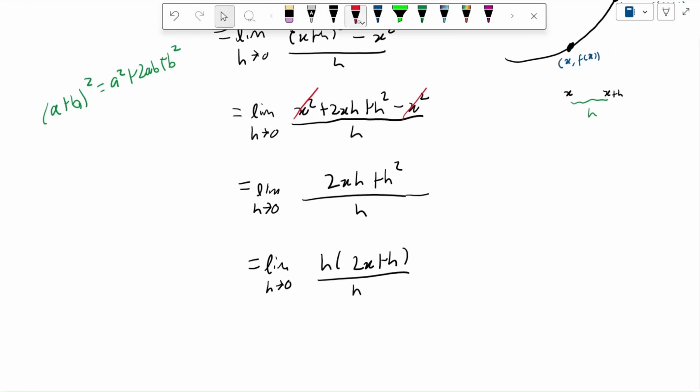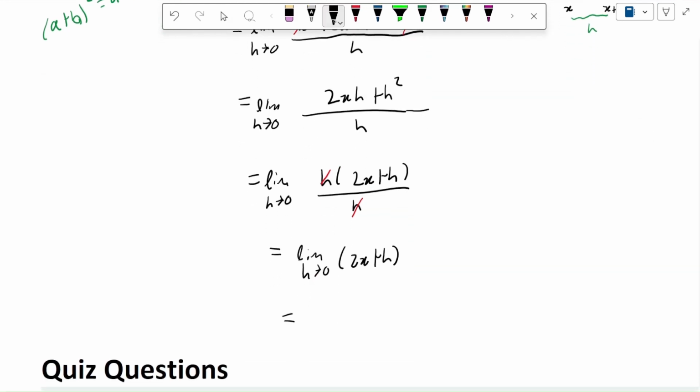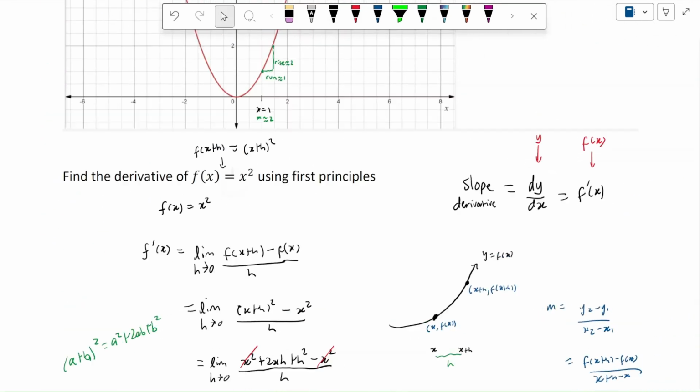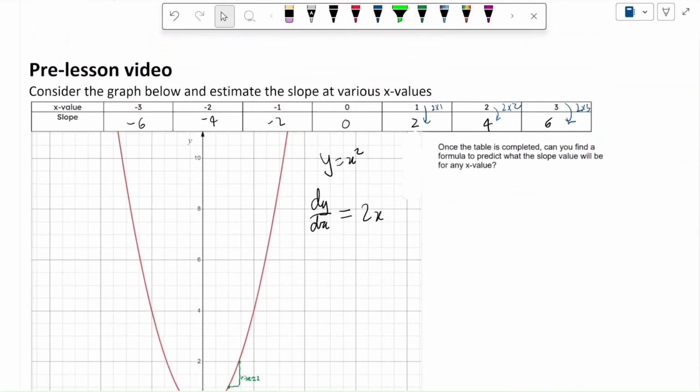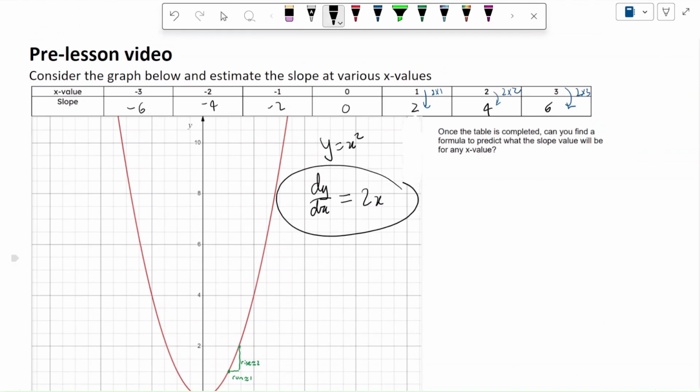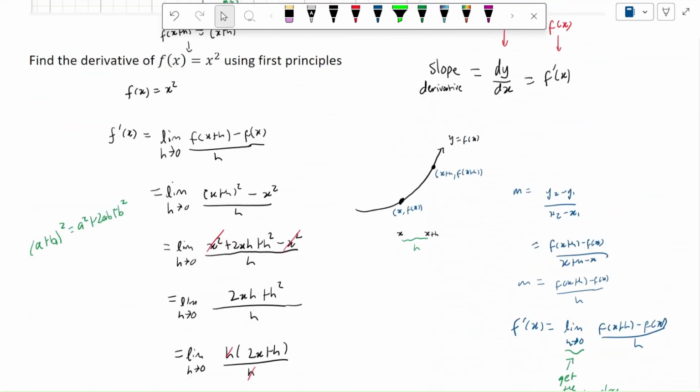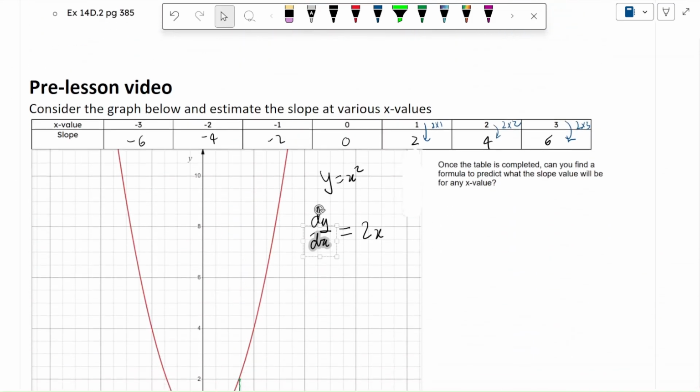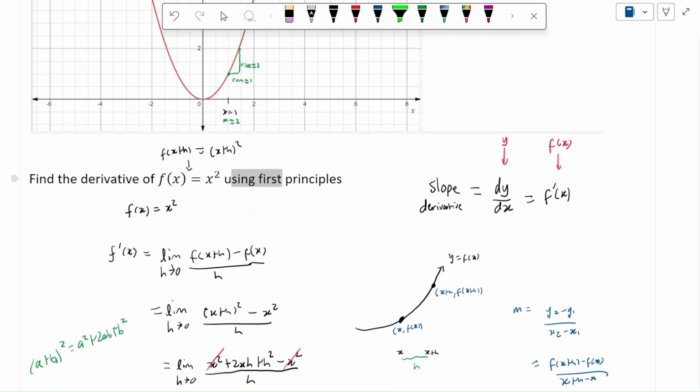And then we can cancel off the h's on the top and bottom. So we had h out as a common factor there. That was the step there. So this is the limit as h goes to 0 of 2x plus h. And now that we're not dividing by h anymore, I can just set h equal to 0. So we get 2x, and that is our derivative. And before, we decided that if we had this function, the derivative would be 2x. So that's the dy/dx notation there, but f dash of x means the same thing. And that's how you find derivatives in general. We will get quicker rules for this, but for now we're going to use the full process of first principles.